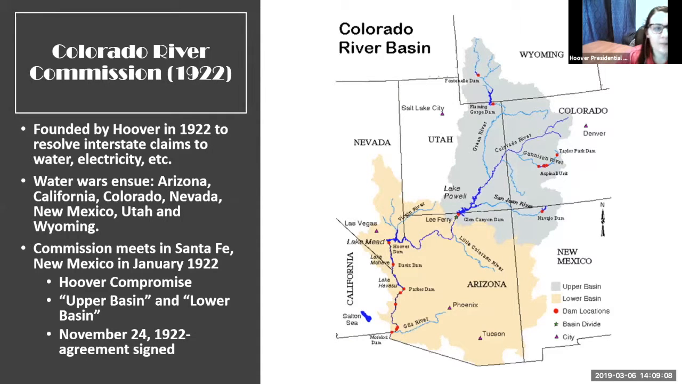So he forms the Colorado River Commission in 1922 to resolve some of these interstate claims to water and electricity. And so I want to talk to you guys a little bit about what that means. In the United States, we're one country, but we have 50 states that can make their own individual laws. And even within the states, counties and cities can make their own laws.